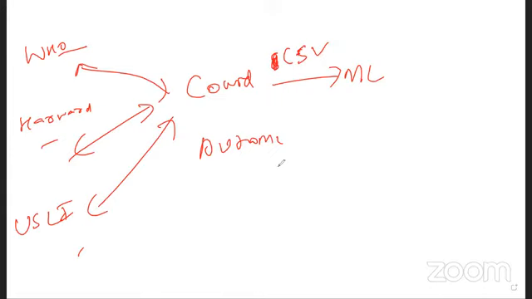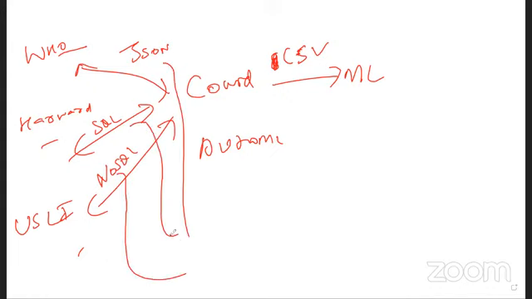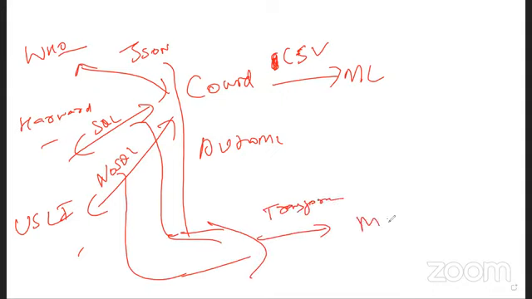I need the data in the CSV format. But WHO is providing it in the JSON format, Harvard is providing it in the SQL format, and USLI is providing it in NoSQL format. I cannot complain to them, "Hey, no, I need the .csv format." I need to receive this data either as JSON, SQL, or NoSQL. And then I need to transform this. Then I need to model it.